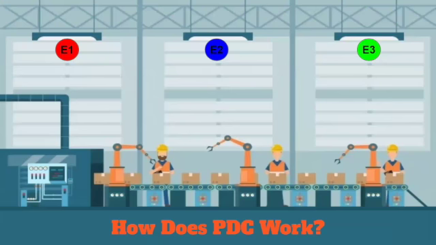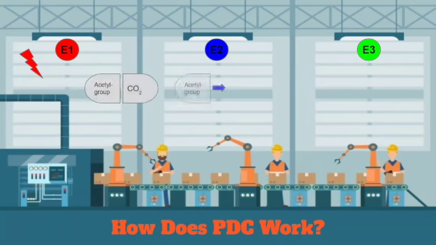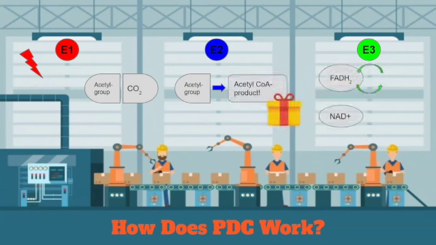Three different parts in PDC work together like a factory. The first part, E1, takes pyruvate and converts it into a smaller component known as an acetyl group. The acetyl group is then taken up by E2, which converts it into acetyl-CoA product. This product can later be used to make energy. The E2 also takes electrons and transfers them to a molecule known as NADH via the E3 complex. This can also be used to make energy later down the road.